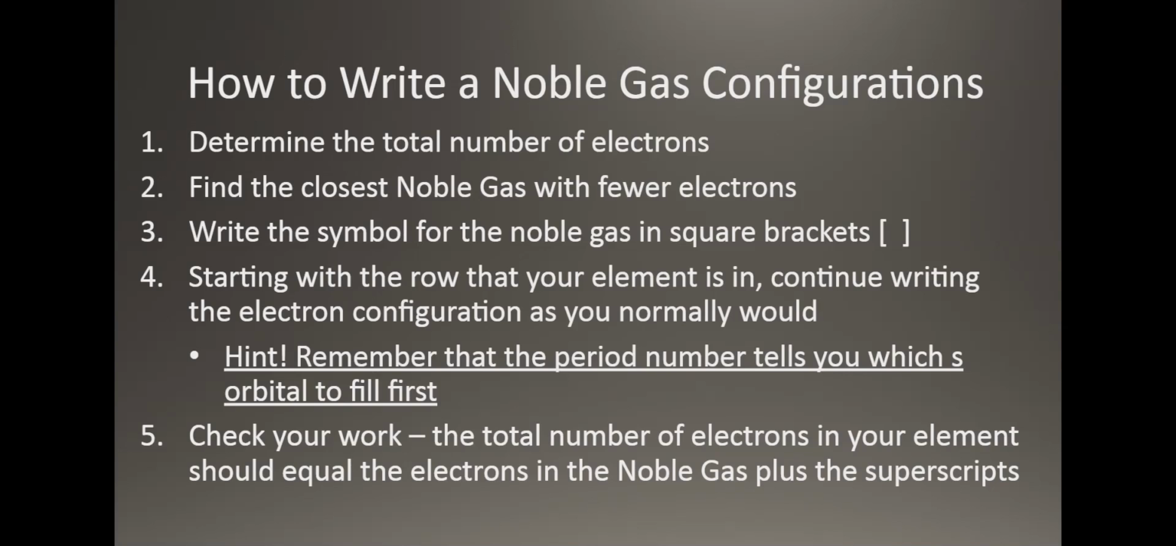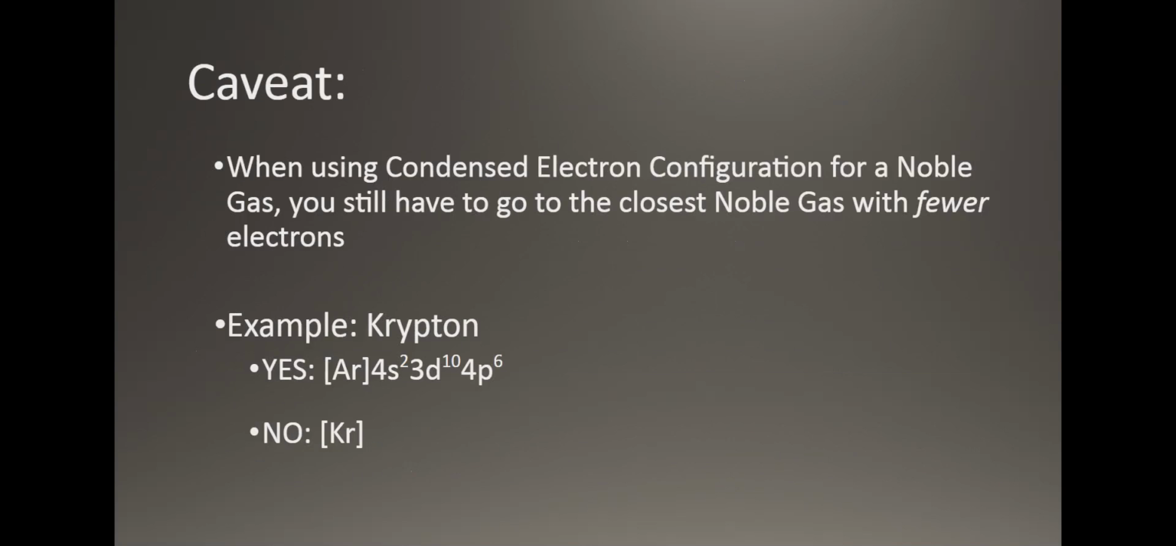You're then going to write the symbol for the noble gas in square brackets. Then, starting with the row that your element is in, you continue writing the electron configuration as you normally would. A hint: the period number always tells you which s orbital you're filling first, so it's always going to be some s orbital that comes right after the square brackets. Then, like I said, check your work once you're finished. Make sure the total number of electrons is equal to the sum of your superscripts and the number of electrons in your noble gas.